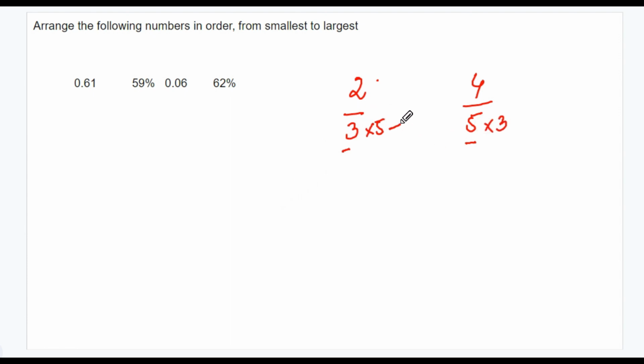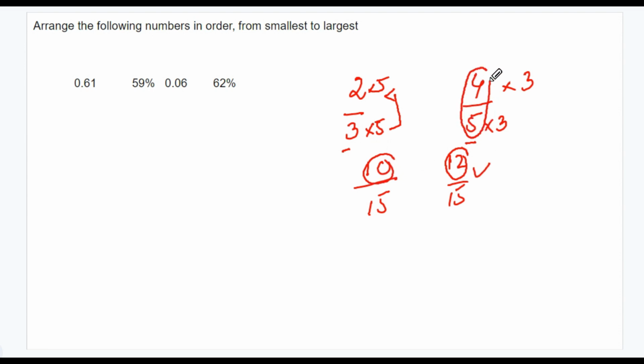But you know, we have to do the same thing on the top, like this and like this. So in this case, we have 10 divided by 15 and 12 divided by 15. Now you can tell me easily that this 12 is bigger than 10. It means this fraction that was actually 4 by 5 is greater than 2 by 3, right? So now it's very easy for us to identify. The same thing we are going to do over here.